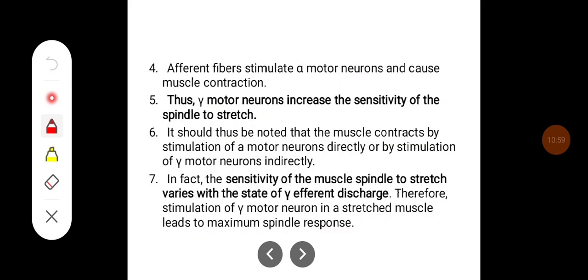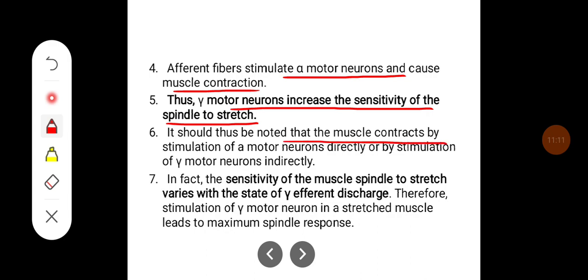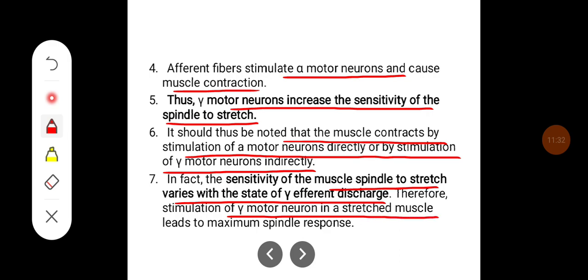Afferent fibers stimulate alpha motor neurons and cause muscle contraction. Thus, the gamma motor neuron increases the sensitivity of the spindle to stretch. It should thus be noted that the muscle contracts by stimulation of alpha motor neurons directly, and by stimulation of gamma motor neurons indirectly. In fact, the sensitivity of the muscle spindle to stretch varies with the state of gamma efferent discharge. Therefore, the stimulation of gamma motor neurons in a stretched muscle leads to maximum spindle response.